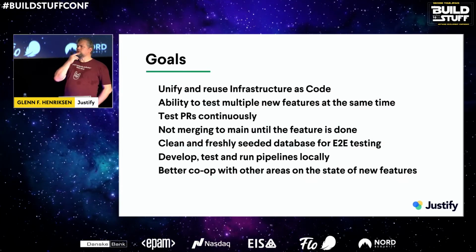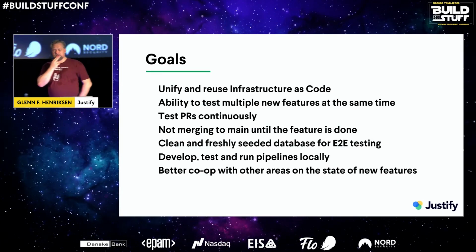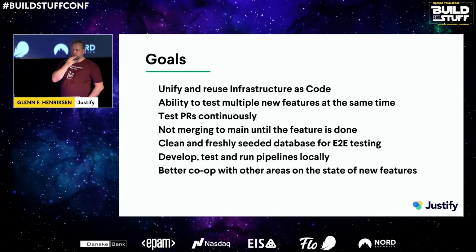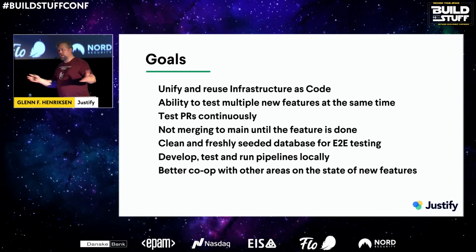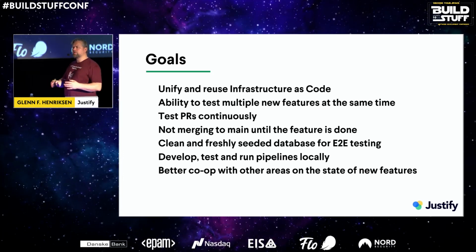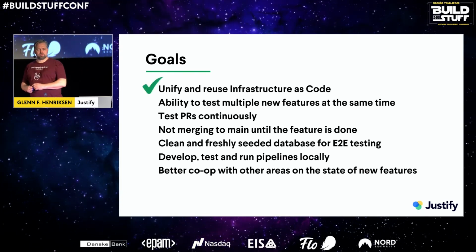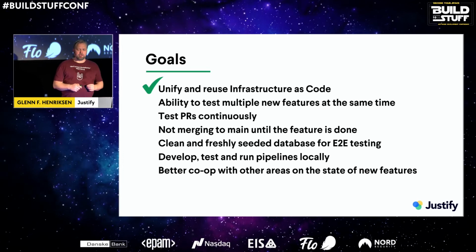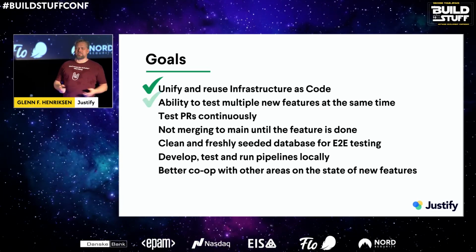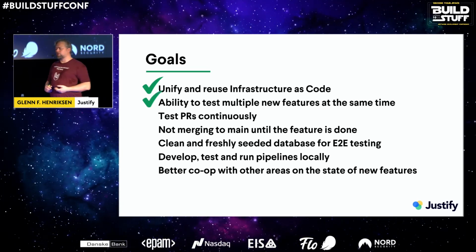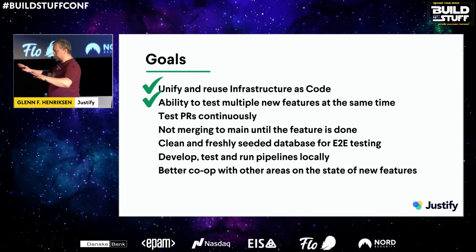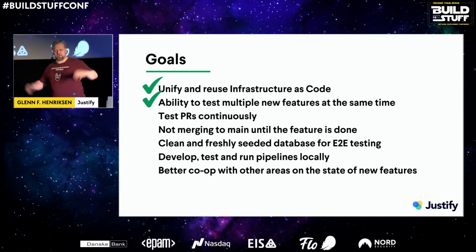So these were our goals. So to recap, how are we doing? Well, we now have unified our infrastructure as code. We're able to reuse parts and keep it nice and DRY, so we checked that one. We can now test multiple features at the same time, so we're good to go with that. We can deploy multiple PR environments in parallel. We can have as many as we want. There's no limit to it.